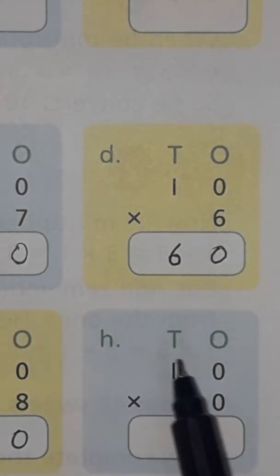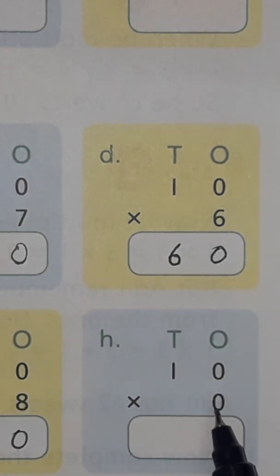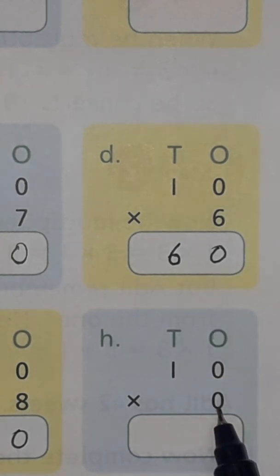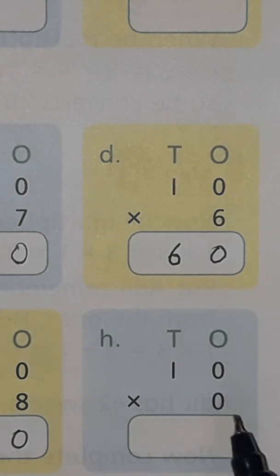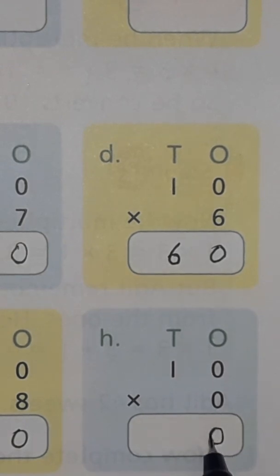H. Ones, tens. Start from one side. Any number multiplied by 0 is always 0. 0 tens are 0. 0 zeros are 0. And 0 ones are 0. The answer is 0.